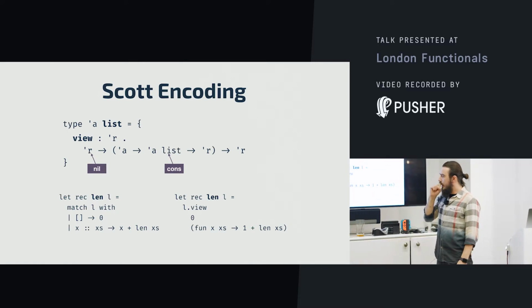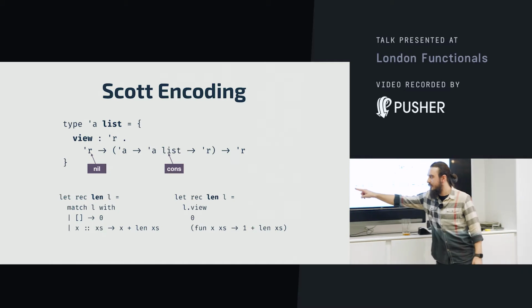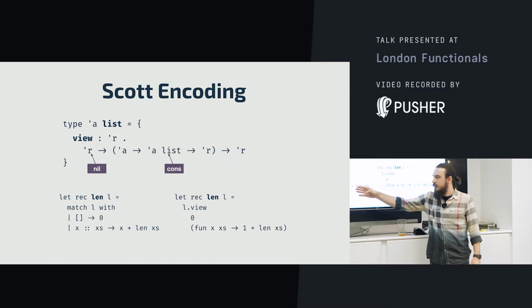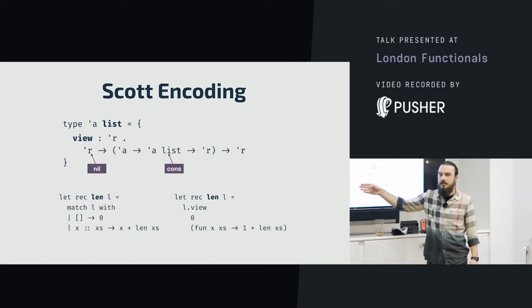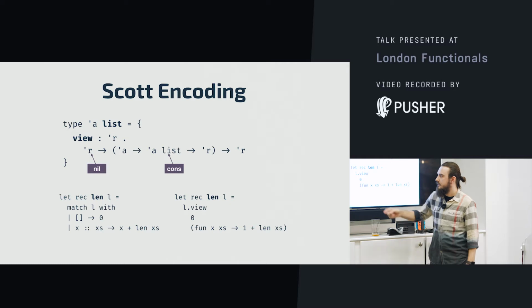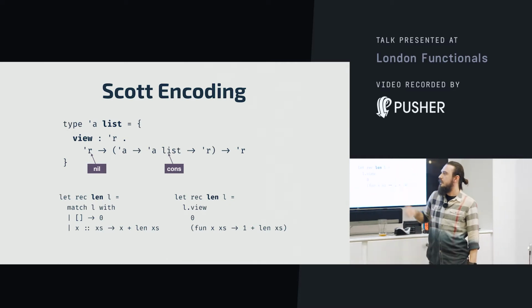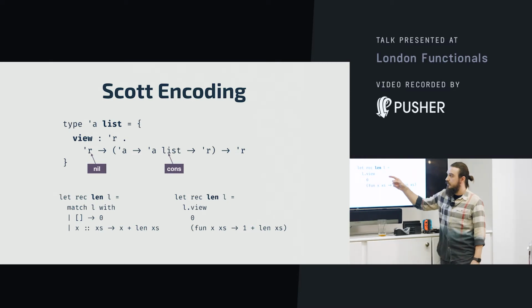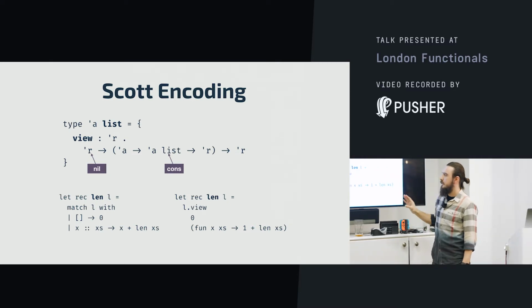So this is wrong, by the way. Should be 1. This is regular pattern matching on lists. You just check if the list is empty, 0 in that case, otherwise 1 plus recursively the length of the tail. With this view function, you do exactly the same thing, but you don't have to pattern match.